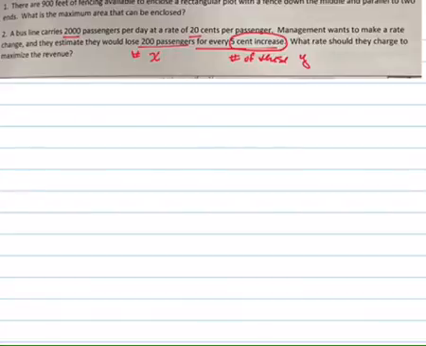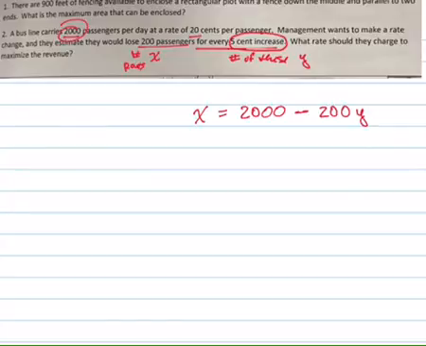So let's talk about how X and Y are related. X is going to equal, remember, X is the number of passengers that I have. So the number of passengers that I have is going to be 2,000, because that's what I'm starting with, minus 200 people for every rate increase I have. That was one of the tricky parts to this, trying to find that equation. So that's that one equation that I have.